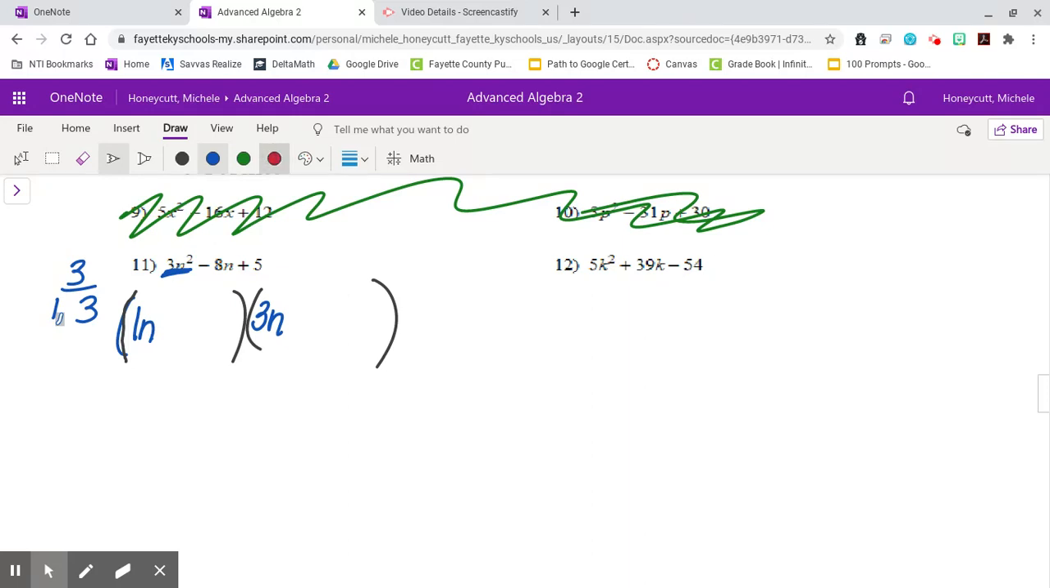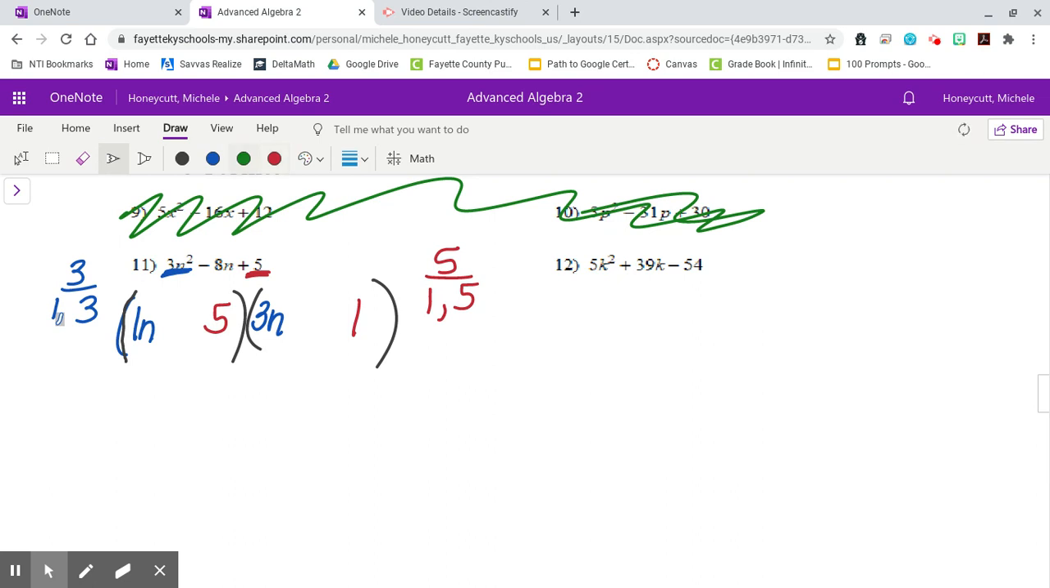Then you look at this last term, 5, and you think, okay, what are my factors of 5? 1 times 5. So I'm going to try 1 and 5. So I'll put the 1 here and the 5 there. I don't know if that's right or not. I'm guessing. This is guess and check.